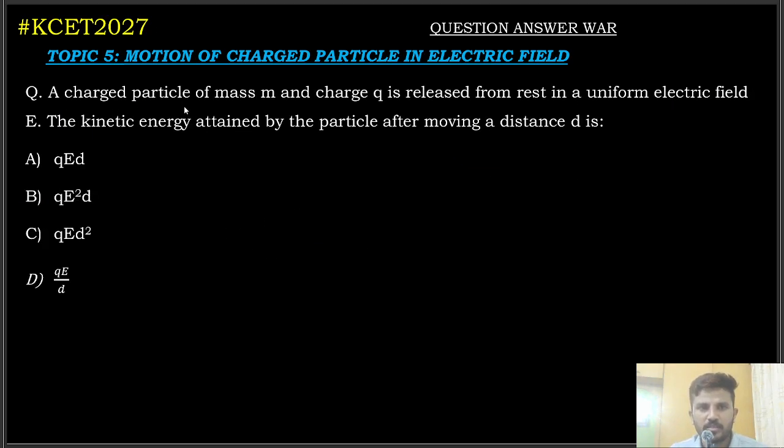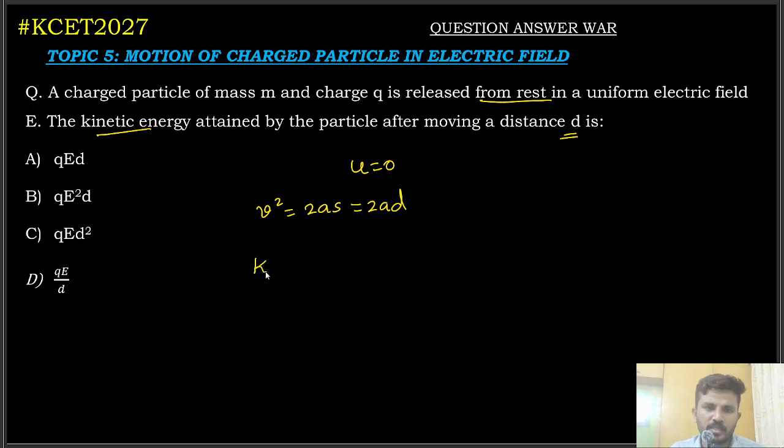A charged particle of mass m and charge q is released from rest. So its initial velocity will be 0. In a uniform electric field, the kinetic energy attained by the particle after a distance d is to be found. So velocity in terms of distance is given by v square is equal to u square plus 2as. Since u is equal to 0, you can use this. Here the displacement is d. I can take 2ad.